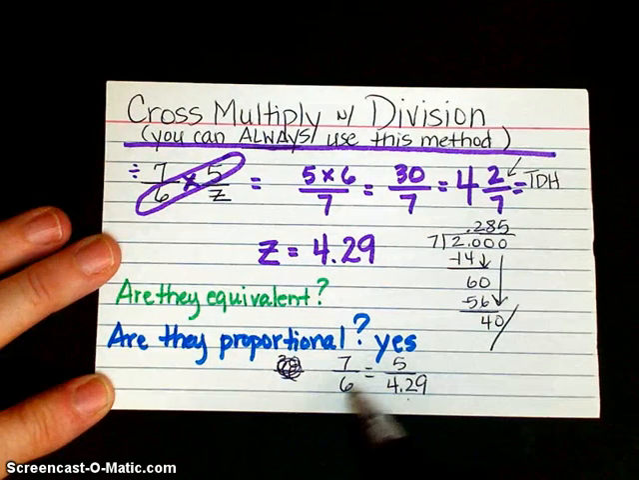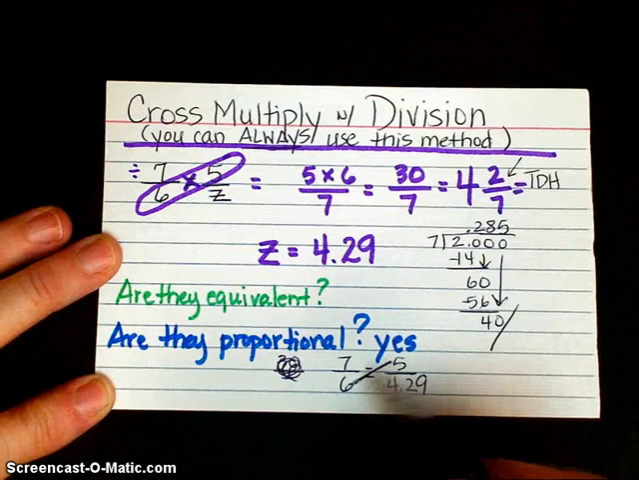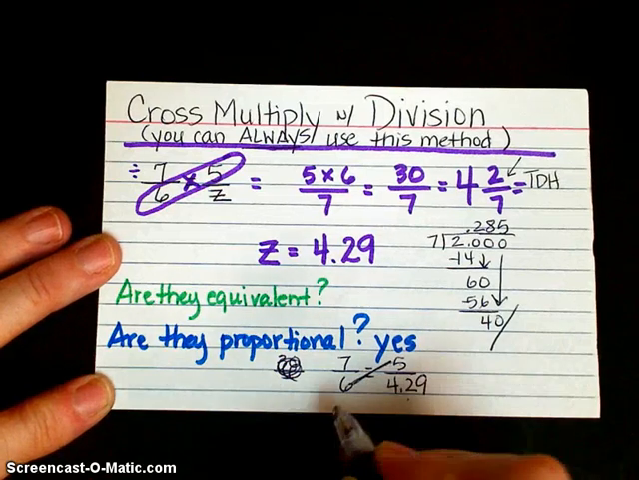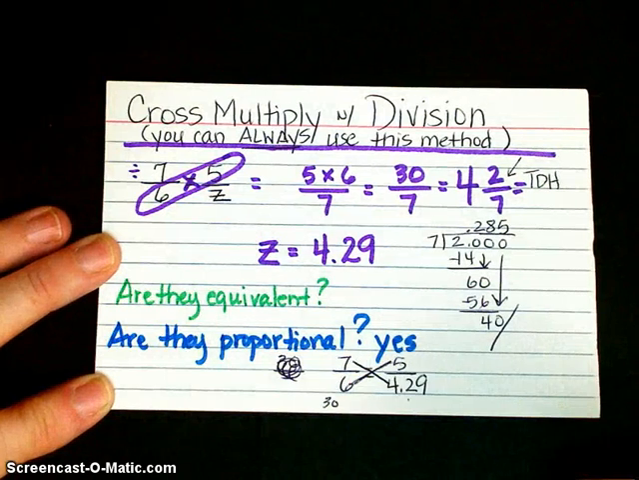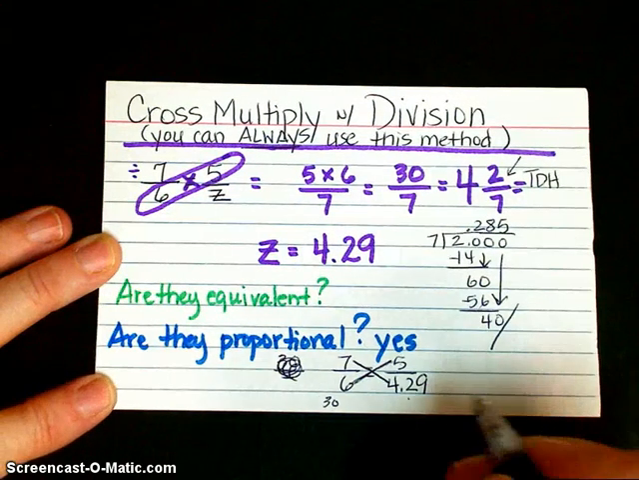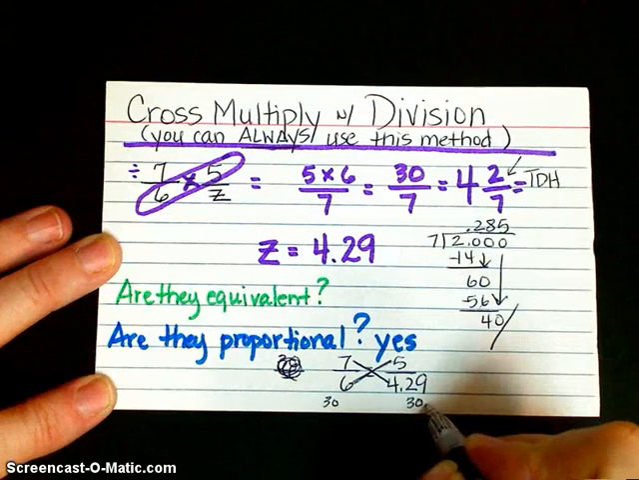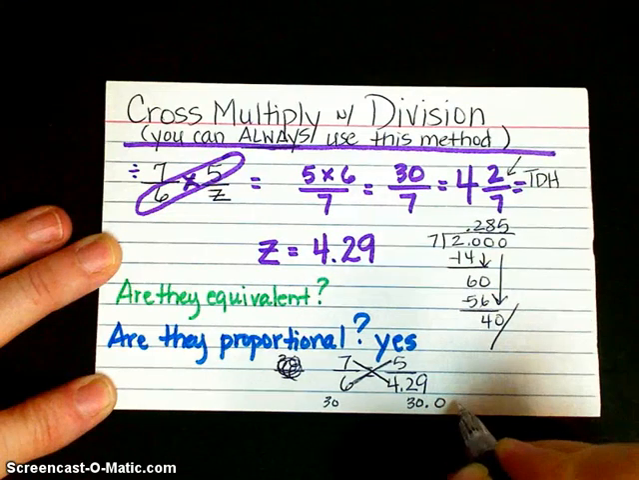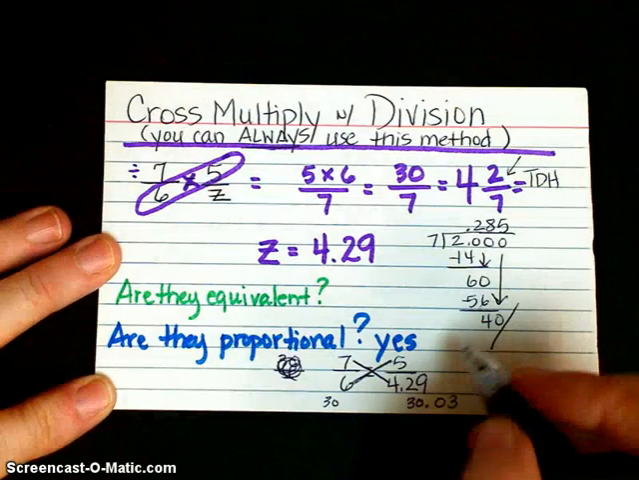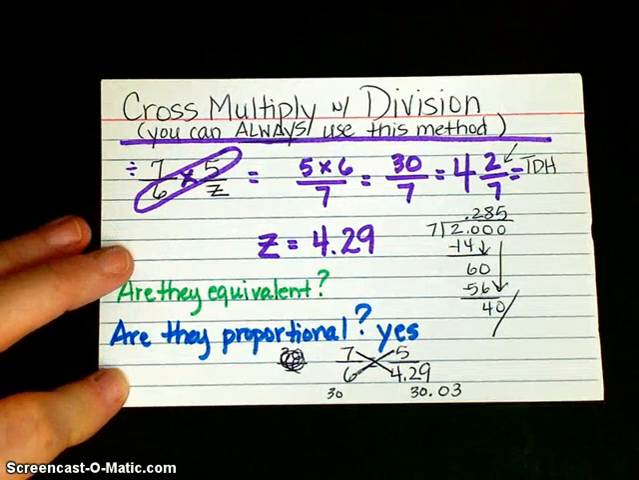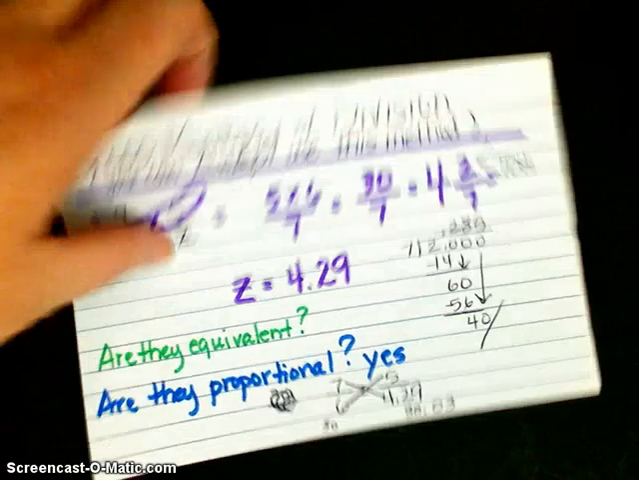Because do I have a decimal if I were to cross multiply the 5 and the 6? No. I would just get 30. When you multiply 7 times 4.29, you're going to get 30.03. But isn't that pretty close to just 30? Yeah. So we can say yes, it's proportional. Guys, those are the 3 different ways that you can solve proportions.